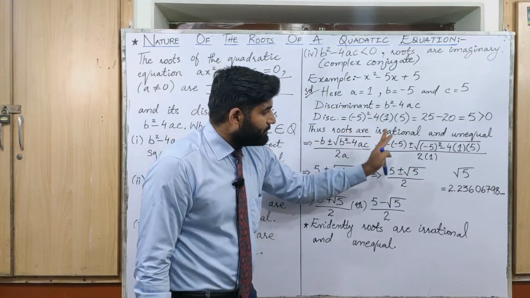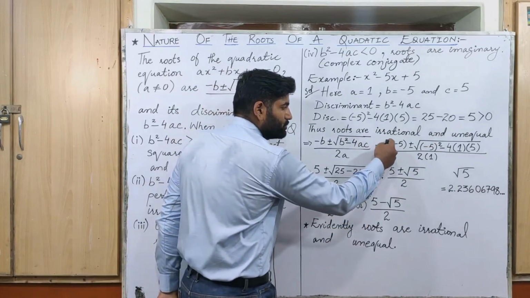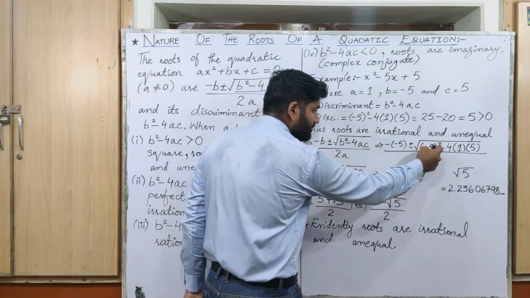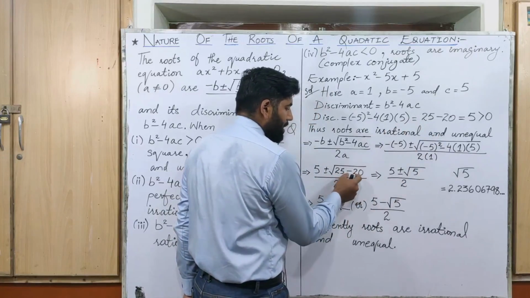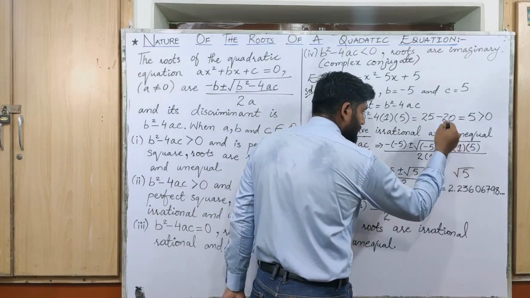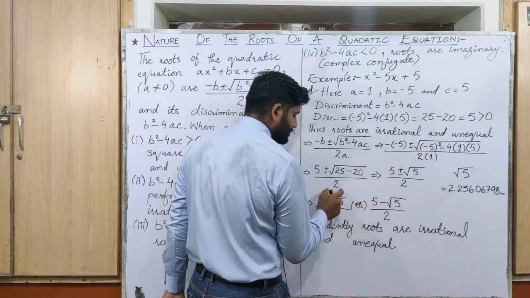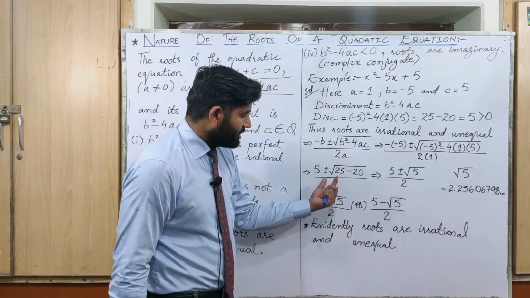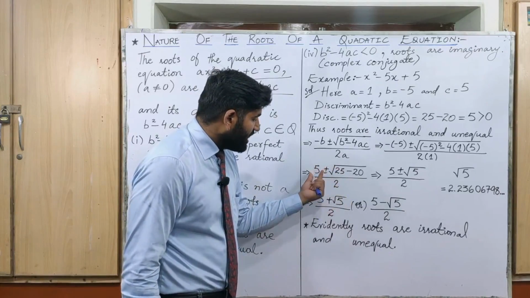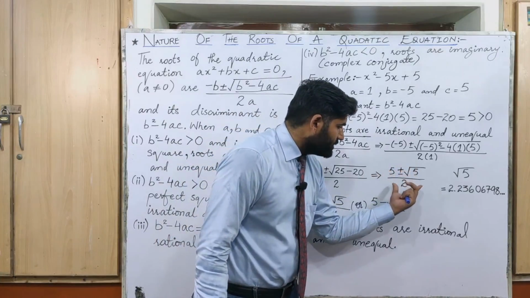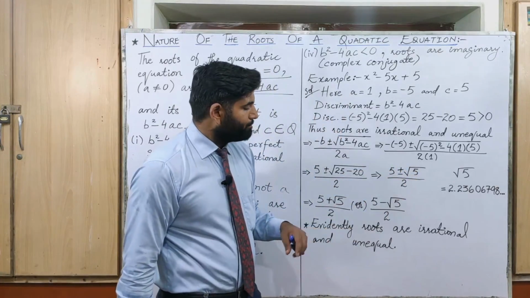So simplifying this, minus into minus will be plus 5 plus minus under root, the square of minus 5 is 25, minus 4 1s are 4 and 4 5s are 20. So minus 20, whole over 2 1s are 2, so divided by 2. Again simplifying it, it will be 5 plus minus under root 25 minus 20, which is 5. So we have got 5 plus minus under root 5 over 2.